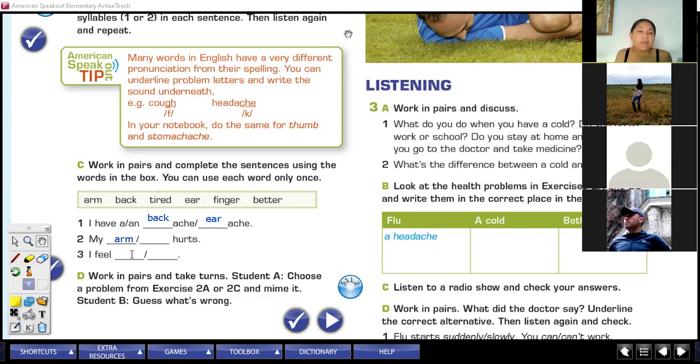And for this one, it's easier because we're talking about feeling. How do you feel? I feel tired or I feel better. Better. Okay.